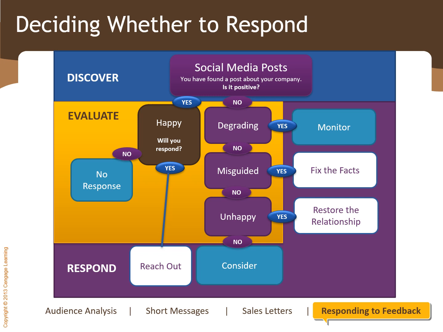So first of all, you need to evaluate, is this post positive or negative? If it is positive, is it a happy one? Then if it is not positive, so what kind of negative response is it? Is it degrading? Is it misguided? Is it unhappy? And then for each and every situation, there's a recommended action. Sometimes you only need to monitor. You don't need to actually respond. You just need to keep monitoring the activity.